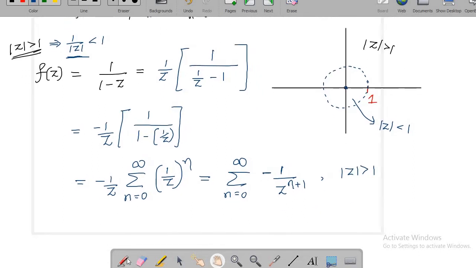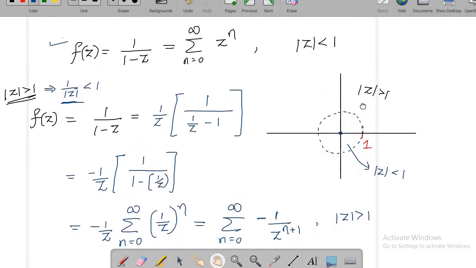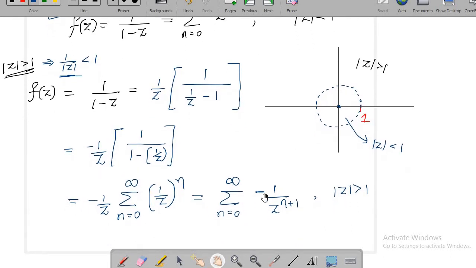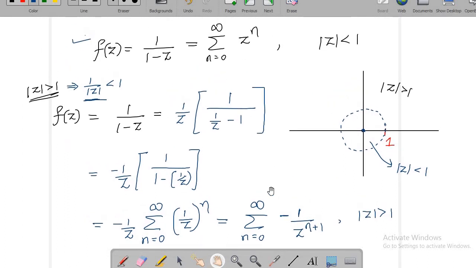Now you see, when mod z is less than 1, we have an expansion. That is exactly the Taylor series expansion, a polynomial expansion. But when mod z is greater than 1, there also you have an expansion. But this is not a Taylor series expansion. Why? Because we do not have polynomial functions here. What we have is the reciprocal of the polynomial, 1 by z power n, 1 by z power n plus 1. This series expansion is called a Laurent series expansion. And of course, Laurent derived how to get a series expansion when you go beyond the singularities.